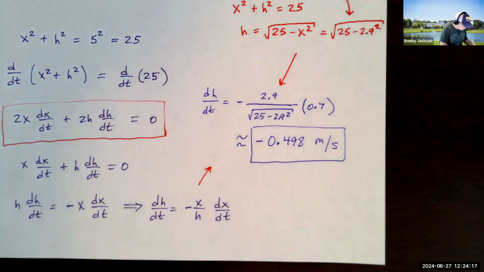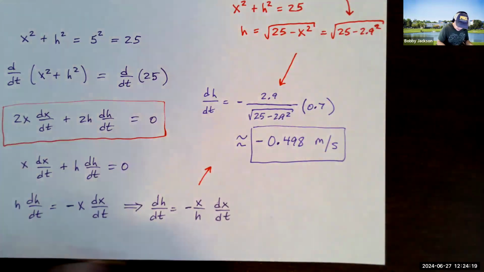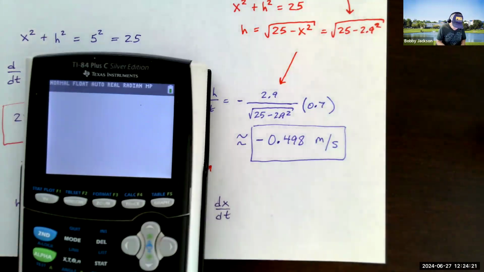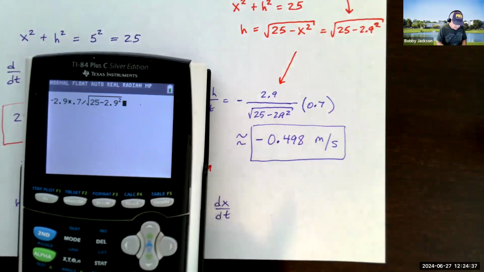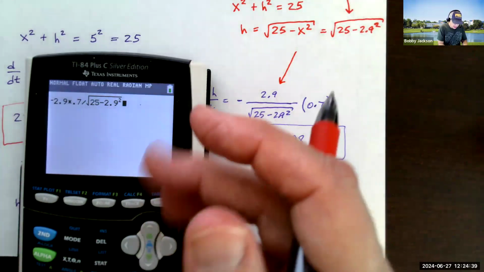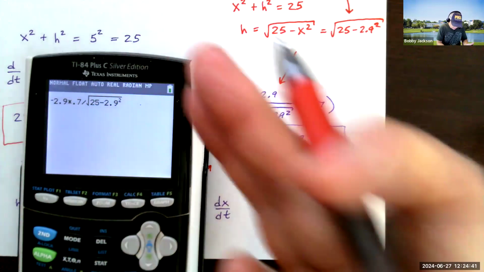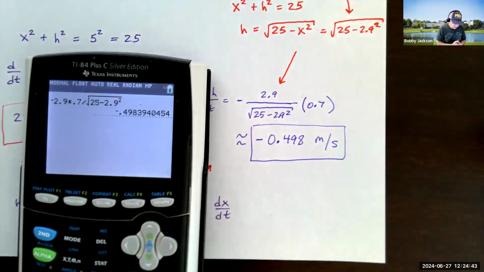I'll just show you that real quick in my calculator. The way I would do that is negative 2.9, I would multiply times 0.7, and then I would divide it by the square root of 25 minus 2.9 squared. All right, so that would do it. I don't have to put parentheses around the square root because the square root has essentially parentheses around the inside of it. And so there you see what we get.